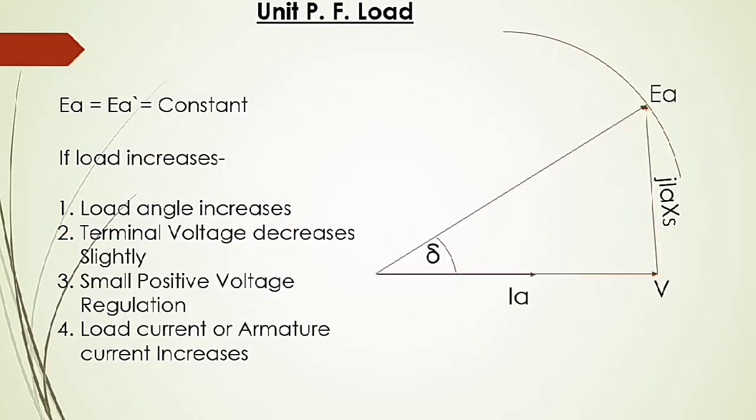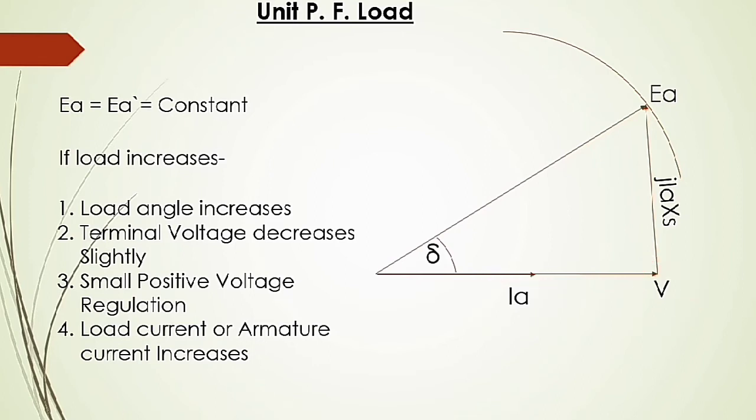The next one is the unity power factor load. If we connect a unity power factor load, the EMF should be constant here; this is the trajectory of the EMF. So what happens when we increase the load for the unity power factor load? Unity power factor load means the angle between V and Ia should be 0. You know this well.